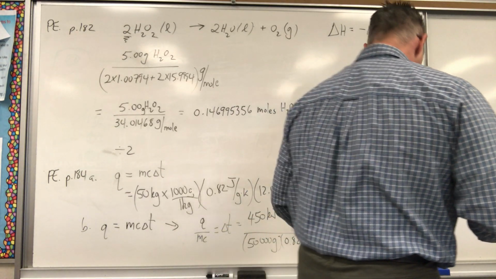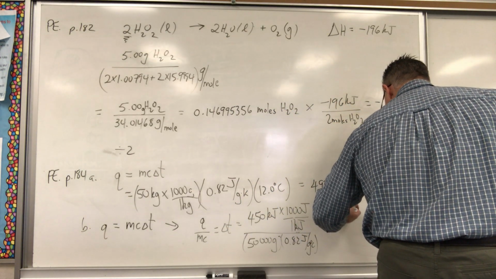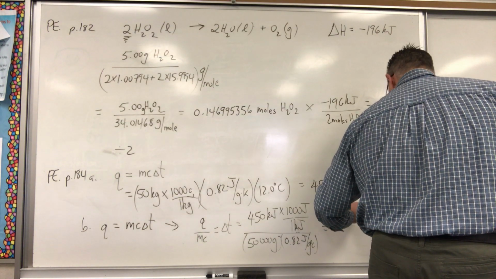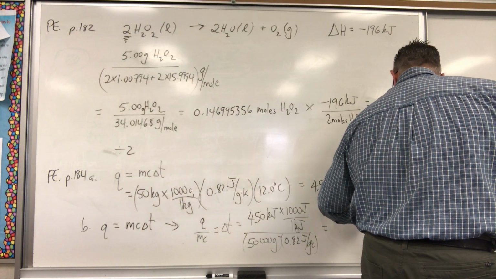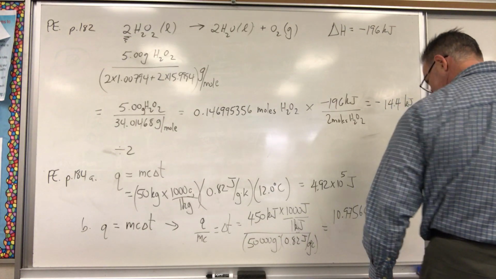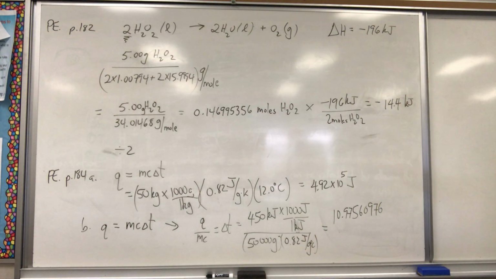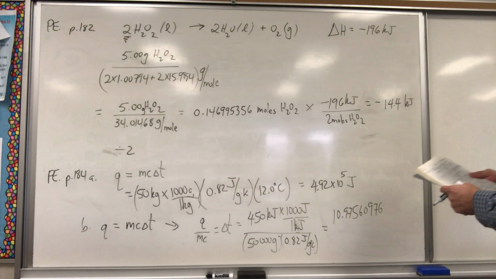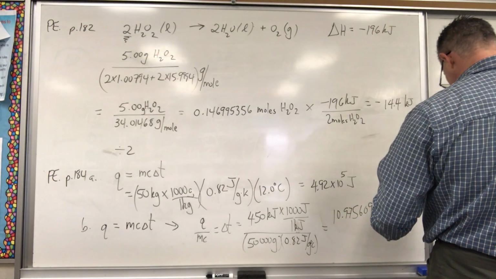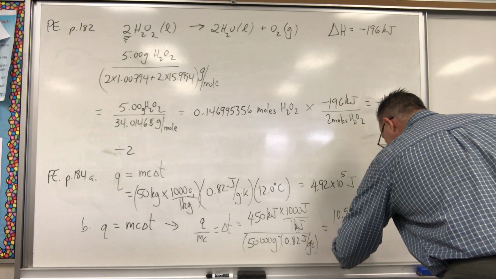And the answer I got was 10.97560976. Obviously, I'm not going to report that number. That's too many significant figures. You really shouldn't report more than 2 because you only have 2 significant figures here. So the answer comes out to, when you round it off, 11 degrees Celsius.